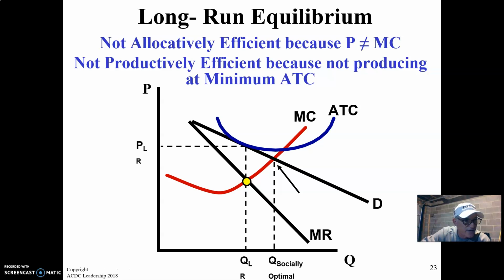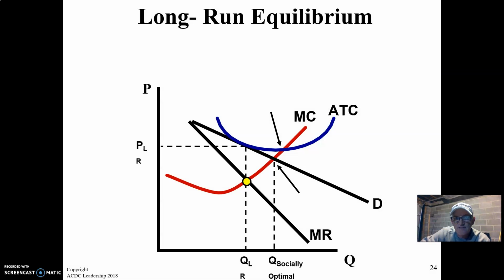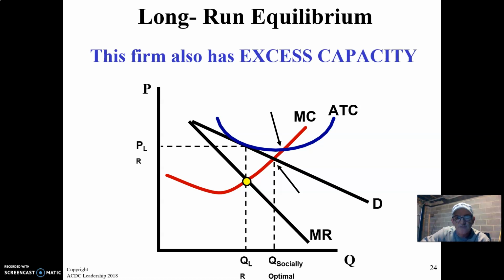All right, so in that respect, it also still acts like a monopoly from a standpoint of it's not socially or productively efficient. Okay, so the firm also has what's known as excess capacity. In other words, they could make this amount, right? They could make what society wants. They could make it at a cheaper cost, but for some reason, they decide not to. Okay.